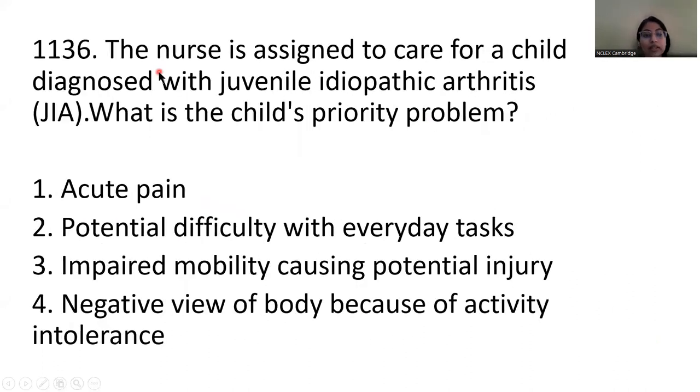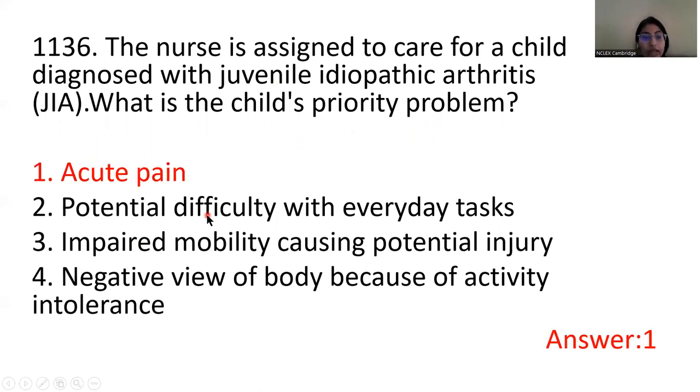Next question. The nurse is assigned to care for a child diagnosed with juvenile idiopathic arthritis. What is the child's priority problem? Acute pain, potential difficulty with everyday tasks, impaired mobility causing potential injury, negative view of body because of activity intolerance. Okay, so in this question, the child has juvenile idiopathic arthritis. So there is inflammation of the joint, so obviously there will be pain. So the child's first priority would be acute pain.